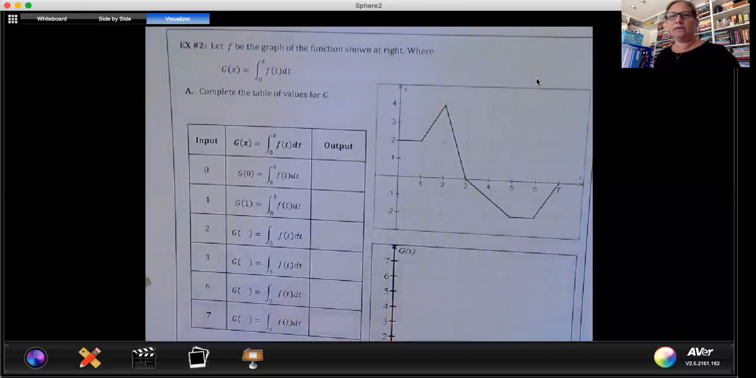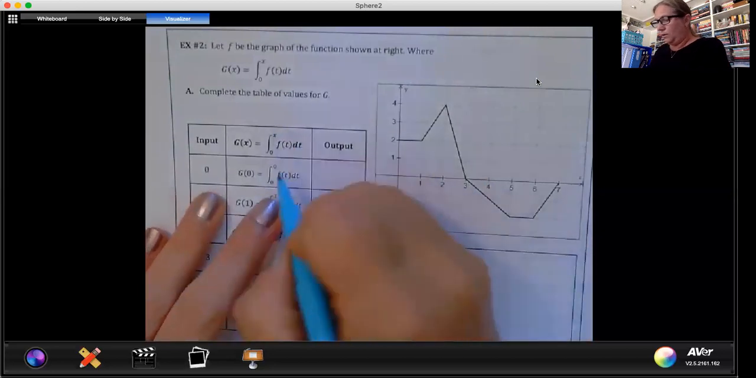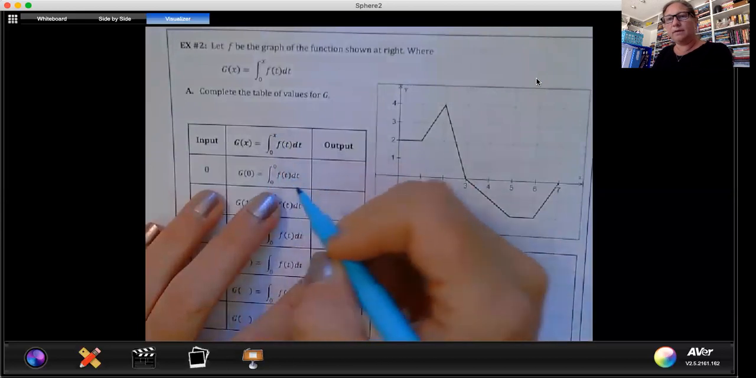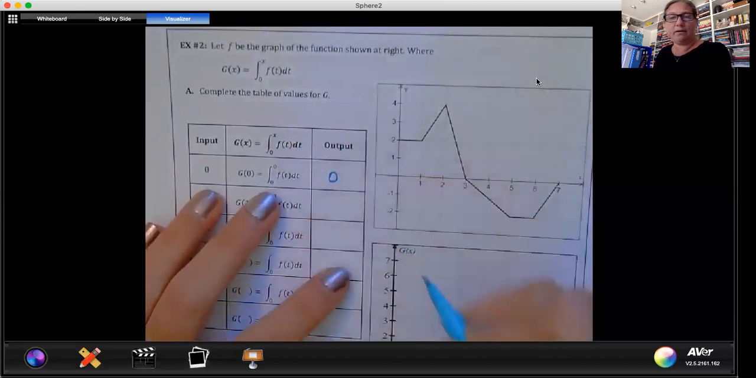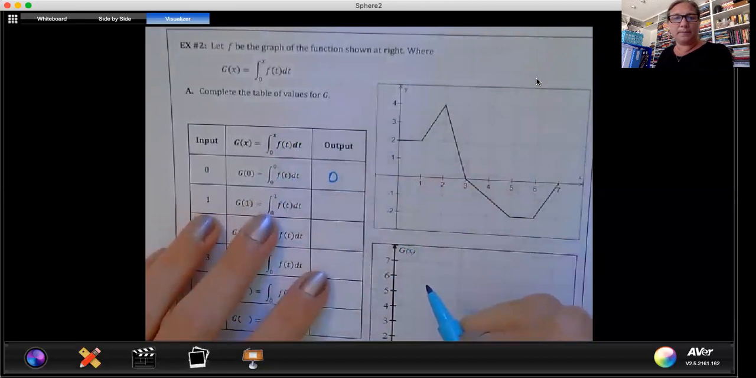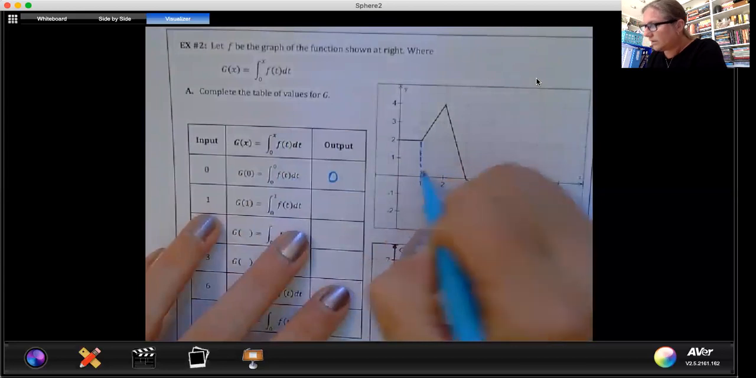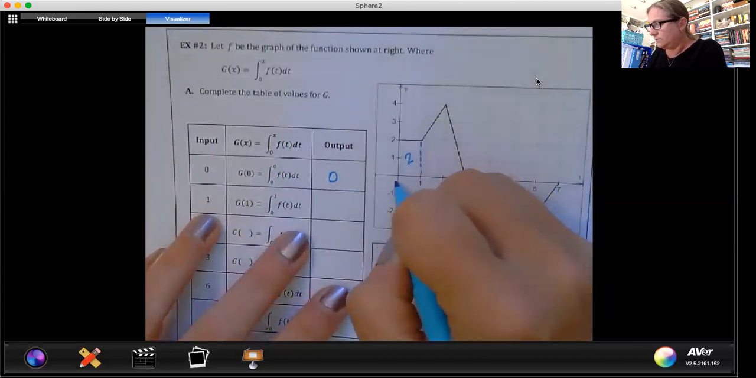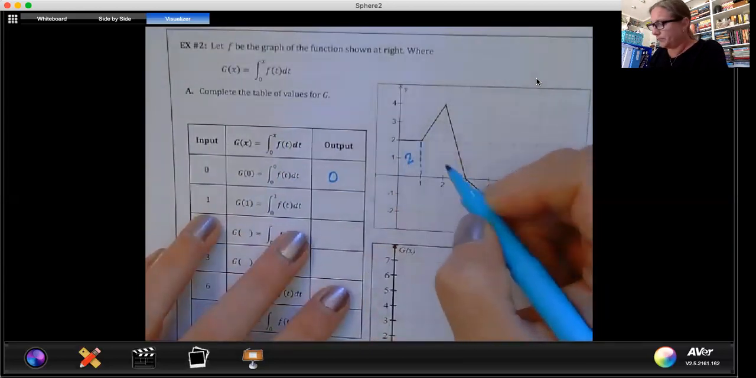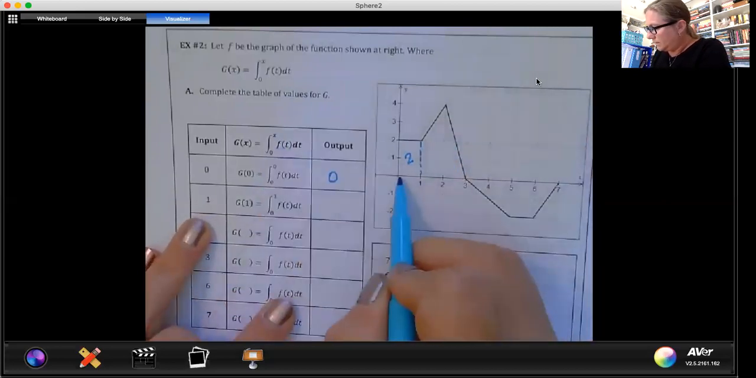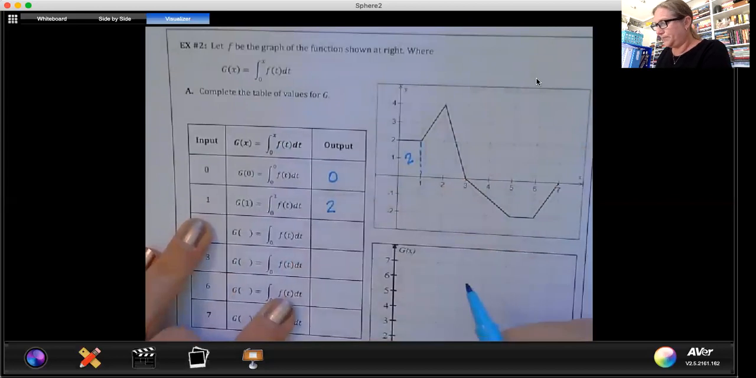Taking a look at example number 2, we're going to do the same thing here. What I want you to notice is when the lower and the upper bounds are the same, the area is 0. You can't find the area of a point. All right, so now we're going to go to 1. The area there is 2. 1 times 2. And then so the integral from 0 to 1 is just 2.